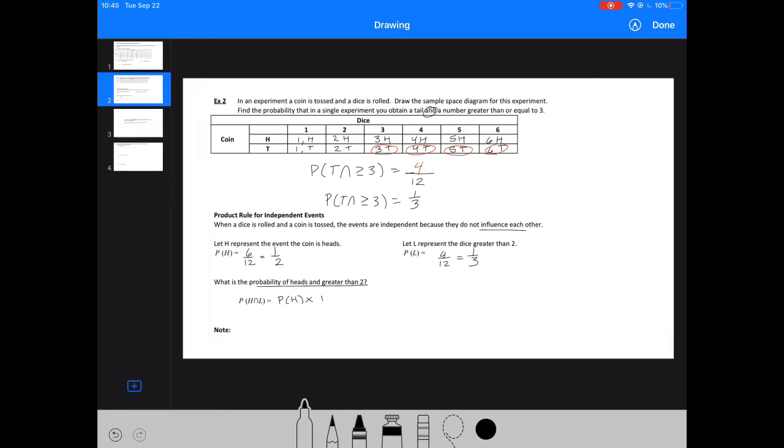What do I have? Oh, greater than 2. Did I get the right number here? Represent that the dice is going to be greater than 2. 1, 2, 3, 4, 5, 6, 7. Whoops. So we should have 8 here.